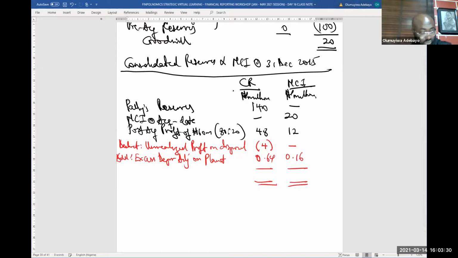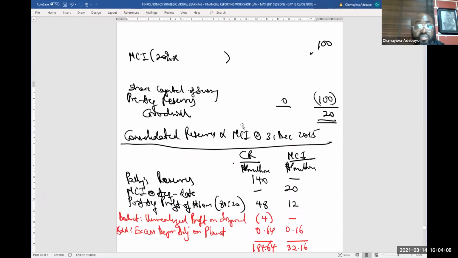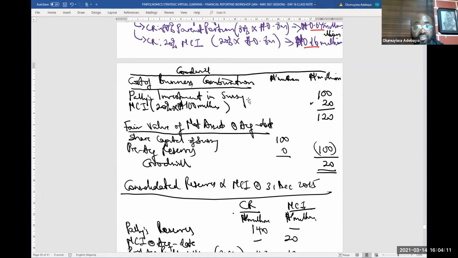All things being equal, what do you have? 140 plus 48 minus 4 plus 0.64, that's 184.64. And 20 plus 12 plus 0.16, that's 32.16. Therefore, I can proceed to copy the balance sheet here.